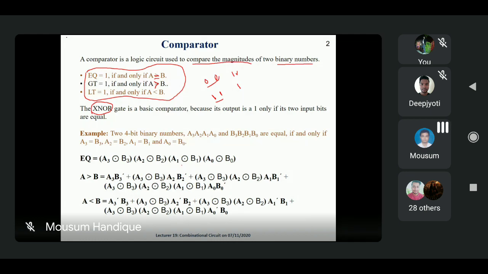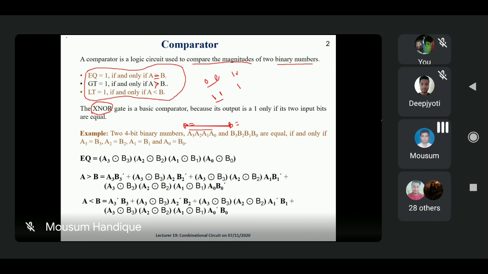Suppose how can we perform the comparison? It is very simple. See here. Suppose I am using 4-bit binary numbers. Consider A equal to A3, A2, A1, A0, and B equal to B3, B2, B1, B0. So 4-bit binary numbers are there.